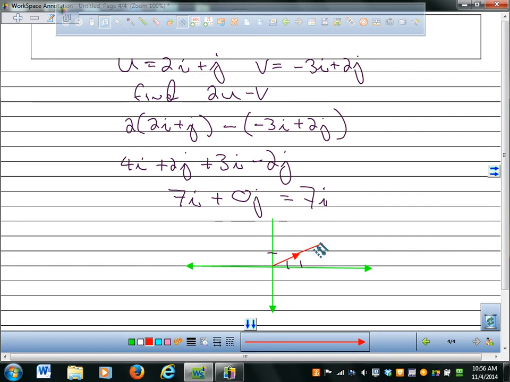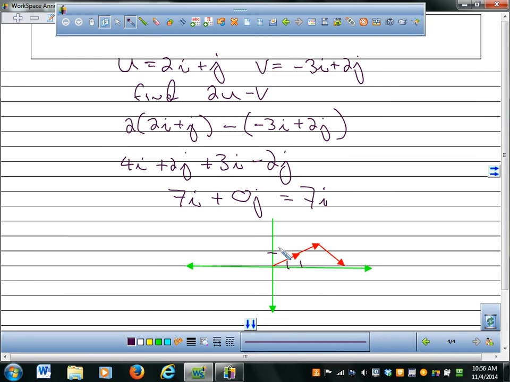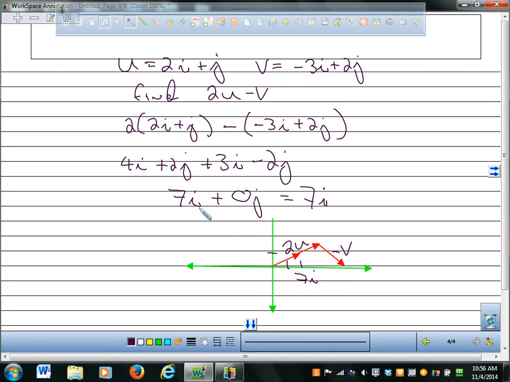Forward 3, down 2. So if I went forward 3 and down 2, it actually puts me back here, okay? And so this is 2u, and this is negative v, right? And my result is the same as just going straight over 7i. See how I did it algebraically and graphically? How your results kind of confirm or validate each other? I did 2 of these minus 1 of those, which gives 7 in the i direction. Okay, so that would be your resultant vector.